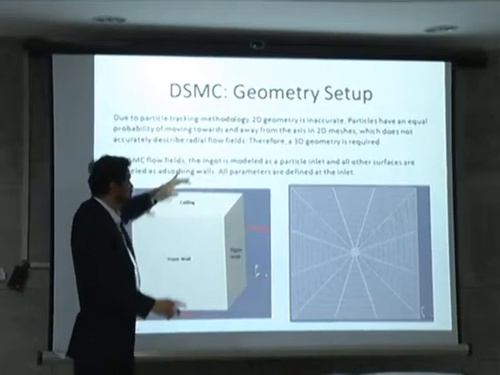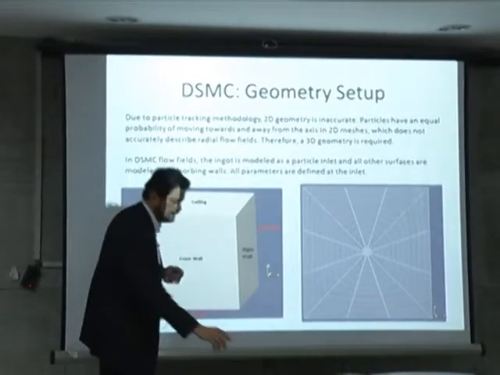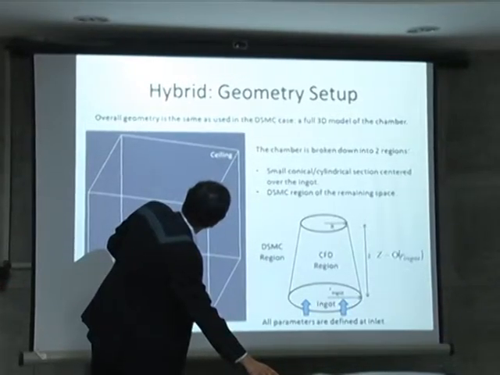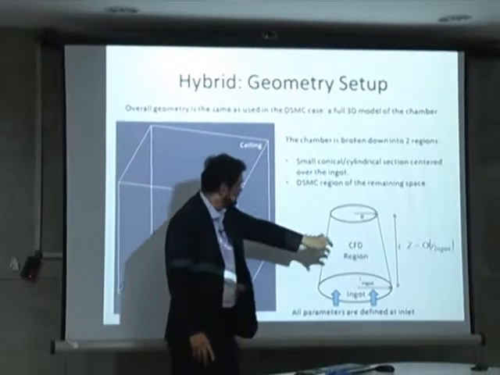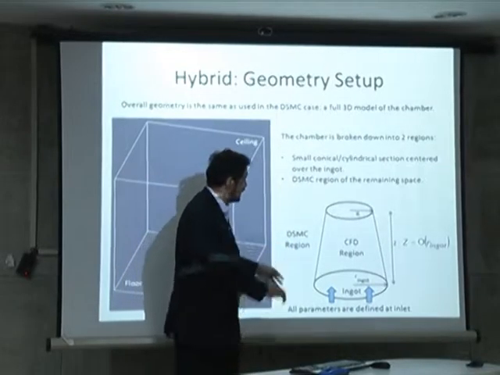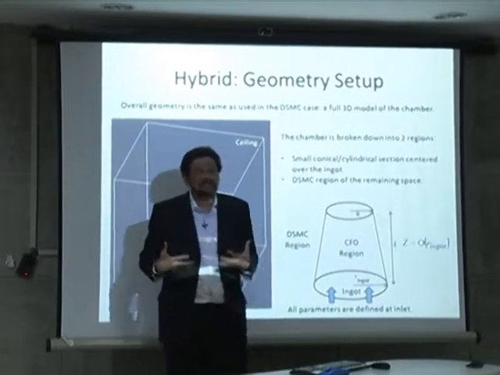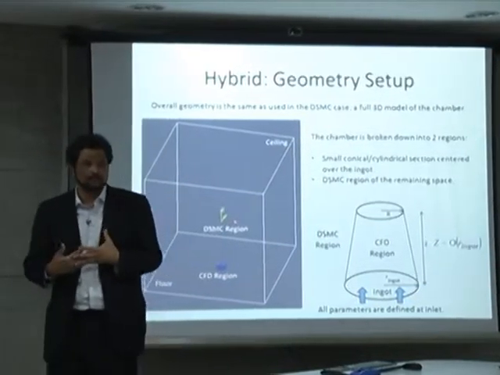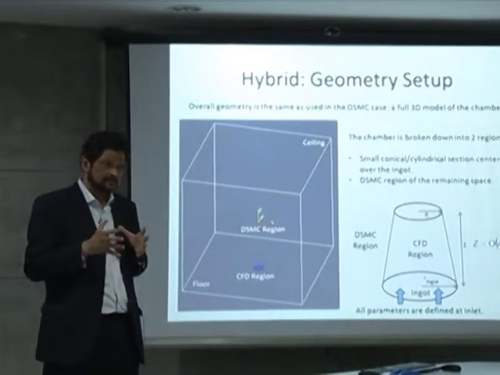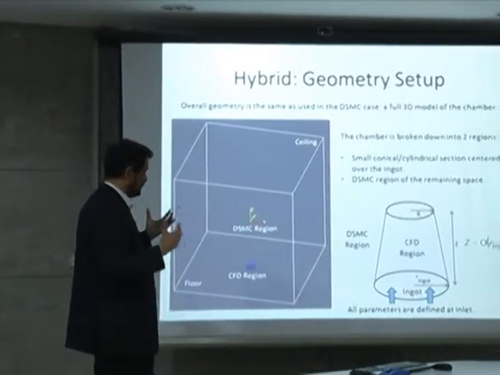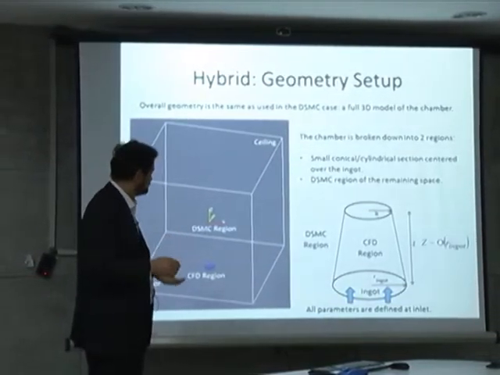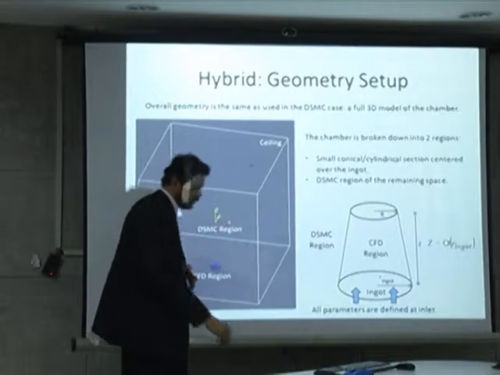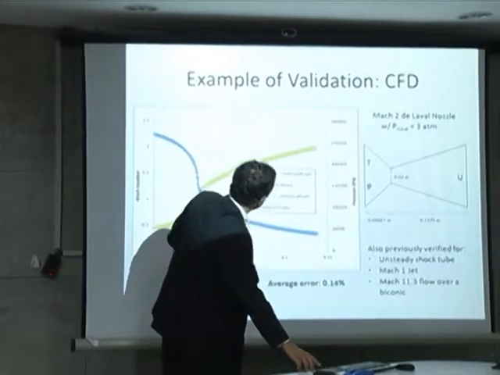Then for DSMC, we tried for the whole region, and then we looked at hybrid for the whole region, where part of it is CFD, part of it is DSMC, and the boundary is automatically calculated by the program, which was a very, very interesting thing. That by itself, the program keeps on working back and forth and decides, okay, this is where the boundary is, and it works.